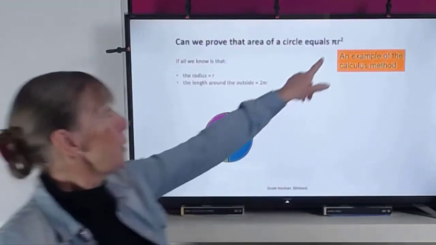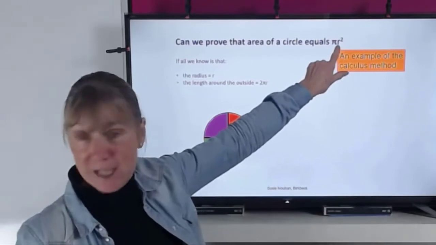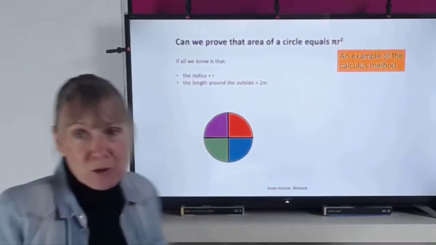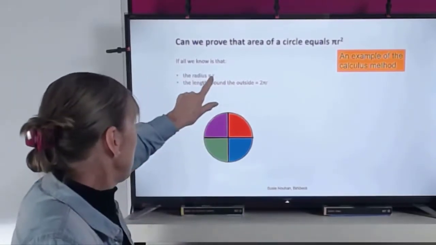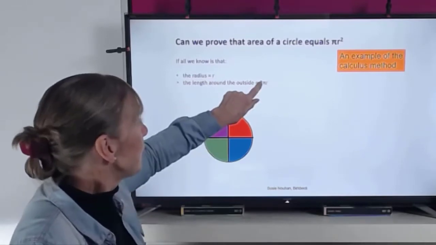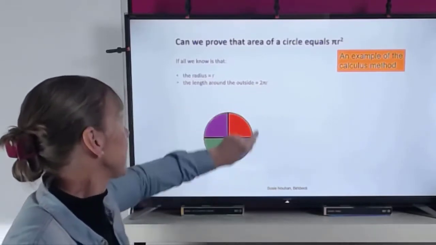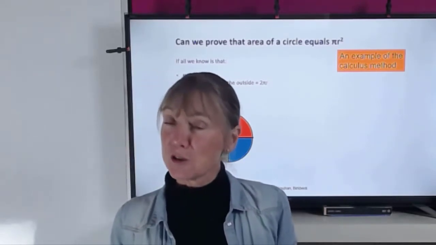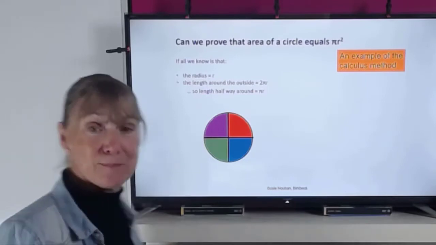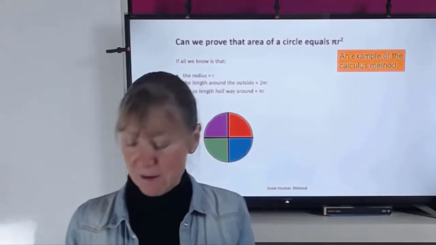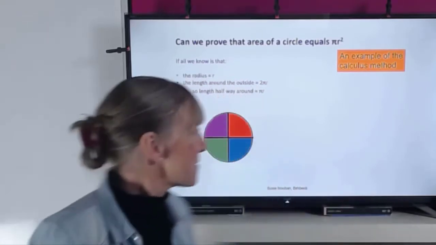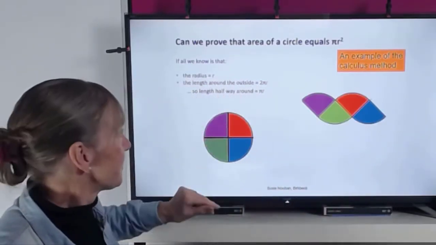Let's suppose we want to prove that the Greeks were right and that the area of a circle is indeed pi r squared. And let's say all we have to work with here for this problem is that we know the radius is r, halfway across, and we're reminded that the length outside, the circumference, is 2 pi r. And by extension, halfway round is pi r. So half of the distance around is pi r.